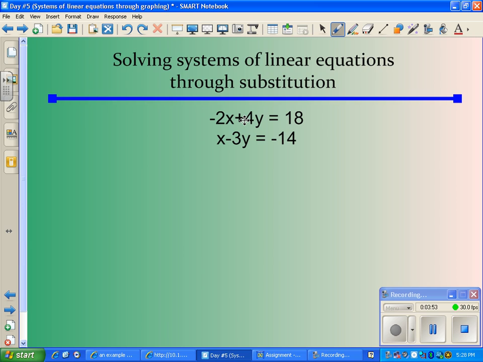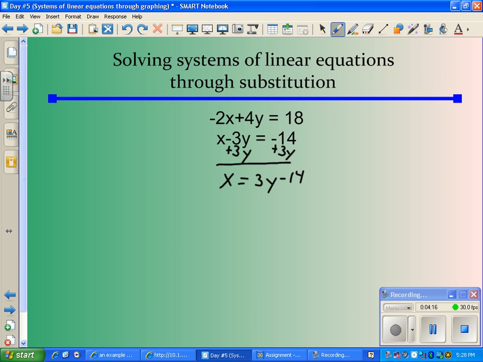So I'm looking at the top one. We could do it for x or y, but it would be a little bit more work. I'm going to do the bottom one because do you see how it would be easy to get x alone? We just have to add 3y to both sides. So in this case, x equals 3y. It's a negative 14, so minus 14.